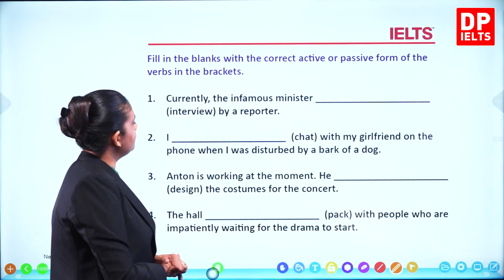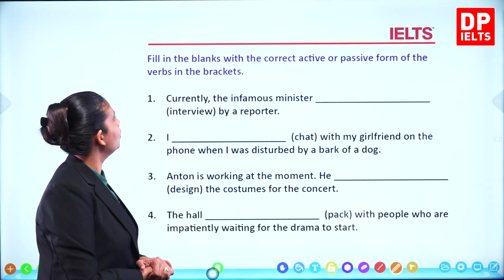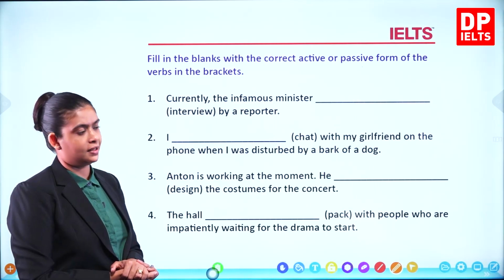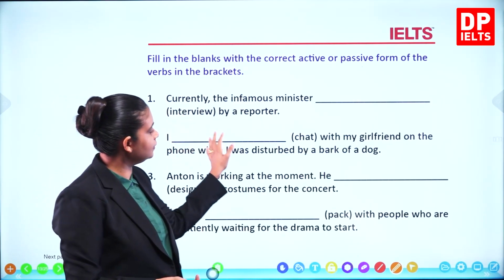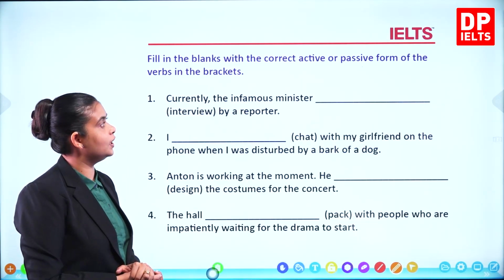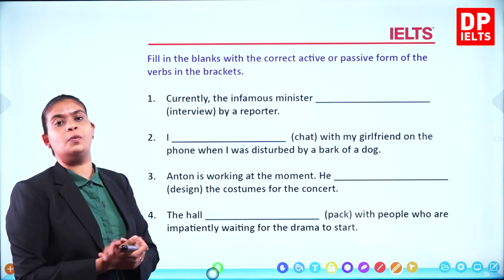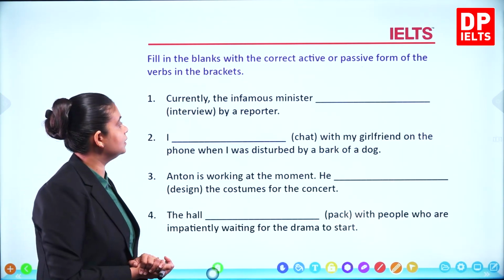Fill in the blanks with the correct active or passive form of the verbs in the brackets. So here you have verbs in the brackets. You have to write the correct form and see if it's active or passive, right? And write the correct form.